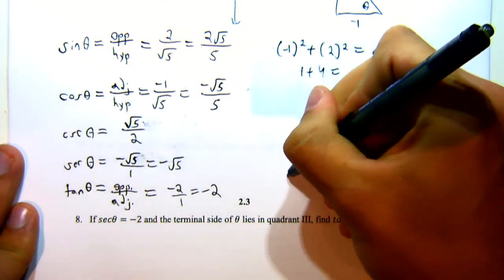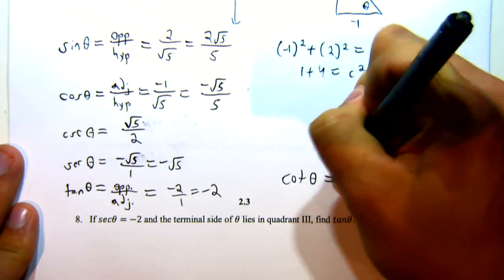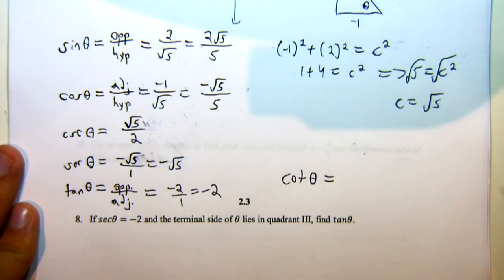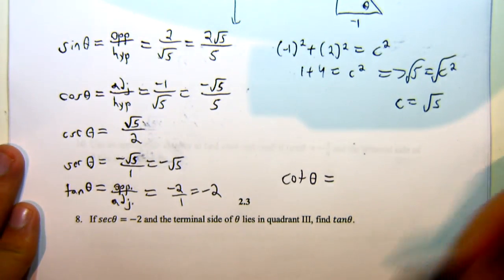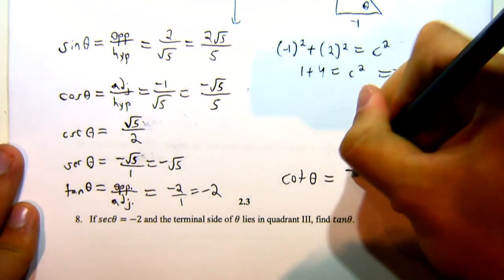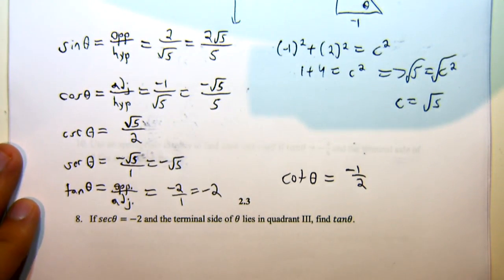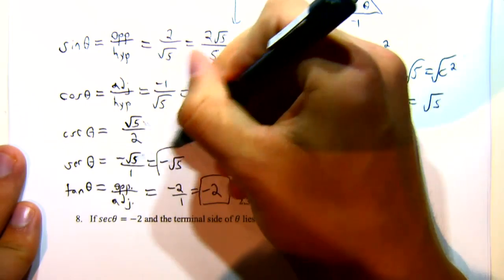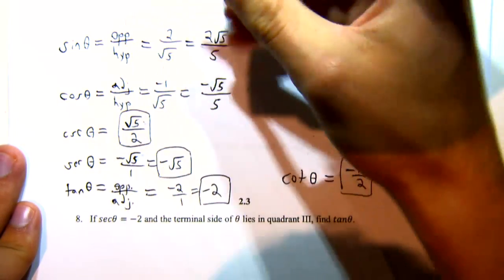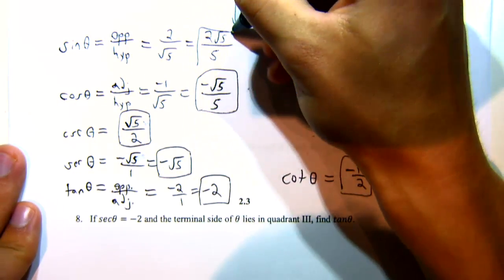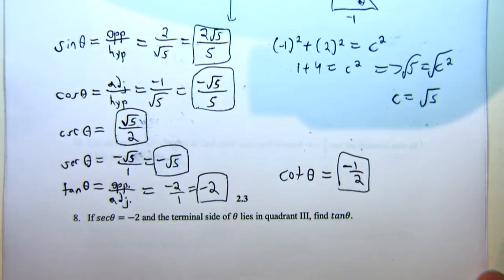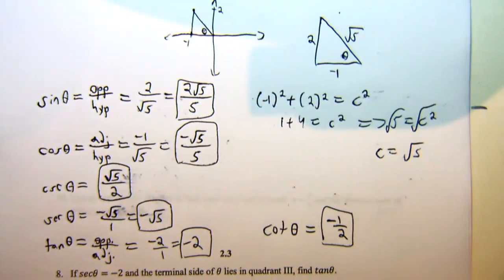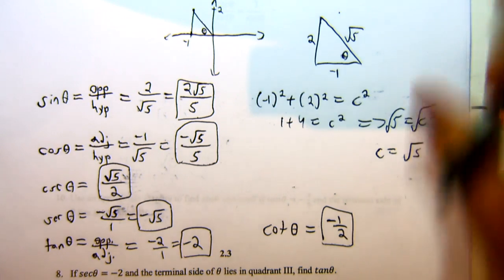And then for the last one, cotangent, it's going to be just the reciprocal of that, right? So negative 1/2. And those are all our trig functions for this problem. Alright, any questions there? Alright, moving on then.